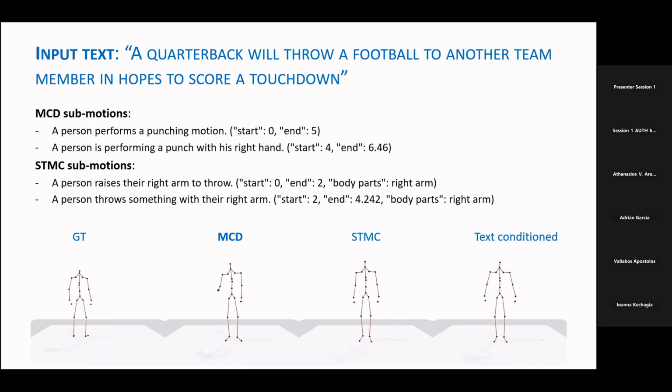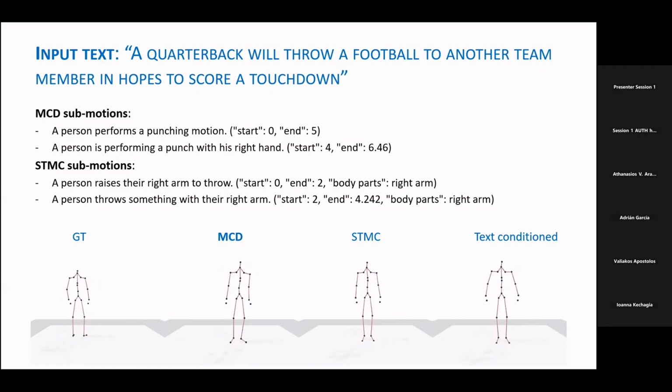And so here you have another example. So a quite complicated sentence: a quarterback will throw a football to another team member in hopes to score a touchdown. So this is decomposed into two simpler parts. The person performs a punching motion, and the person is performing a punch with his right hand. So we can see the ground truth, the result for our method, that at least appears more realistic than the other two that we use for comparison.